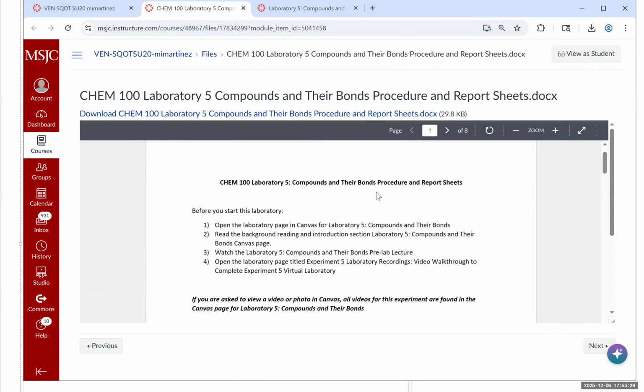You're going to want to make sure to download and print these report sheets or transport these report sheets to a digital note-taking program such as OneNote. Whatever is most convenient for you, you can do it in hard copy or digital formats. Both are fine.